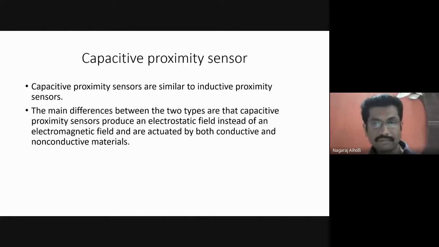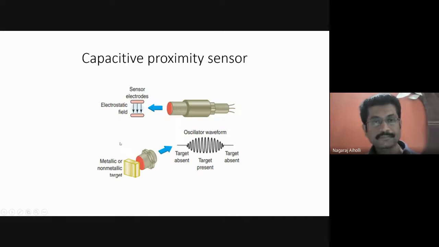The main difference between the two types is that capacitive proximity sensors produce an electrostatic field instead of an electromagnetic field, and are actuated by both conductive and non-conductive materials. It also works for both conductive and non-conductive materials. This is the working of the capacitive proximity sensor.